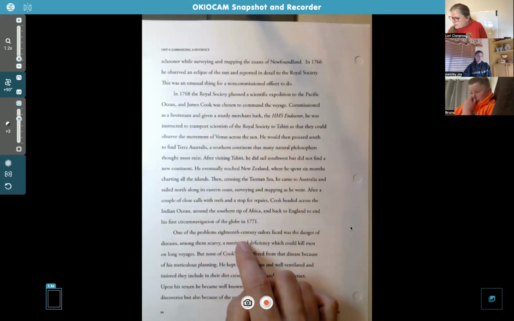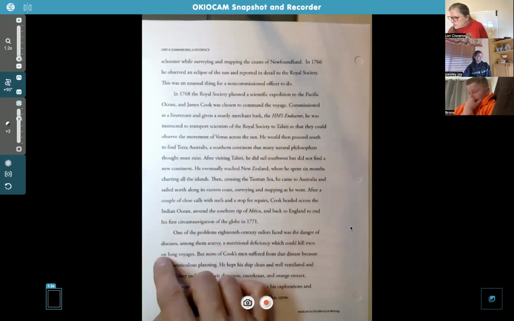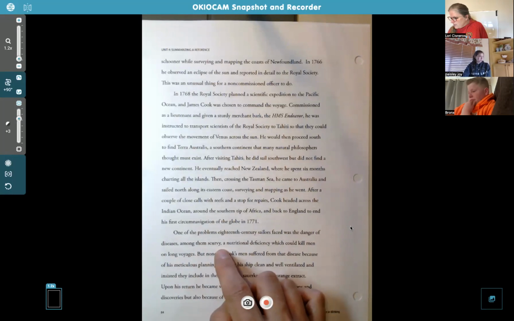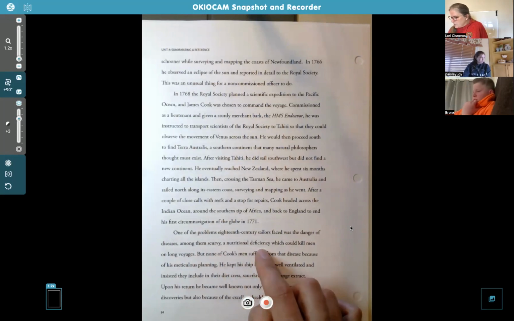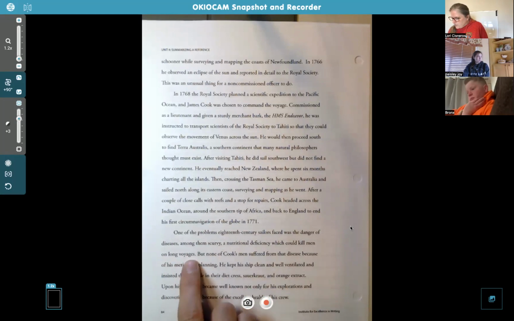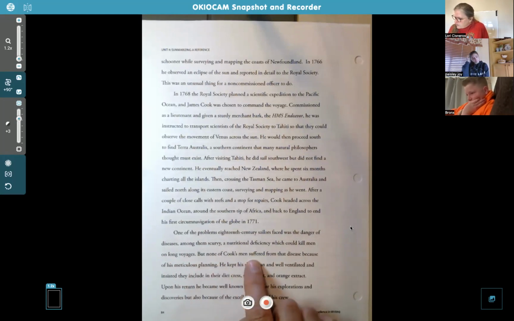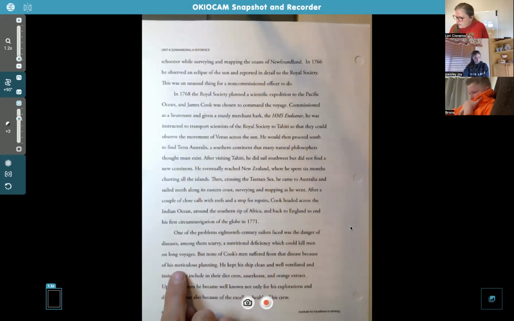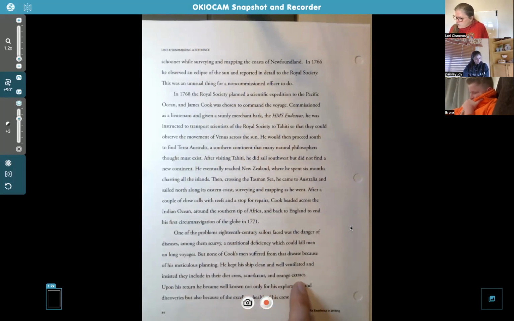One of the problems 18th century sailors faced was the danger of diseases, among them scurvy, a nutritional deficiency, which could kill men on long voyages. But none of Cook's men suffered from that disease because of his meticulous planning. He kept his ship clean and well ventilated and insisted they include in their diet cress, sauerkraut, and orange extract. Upon his return, he became well known not only for his explorations and discoveries, but also because of the excellent health of his crew.